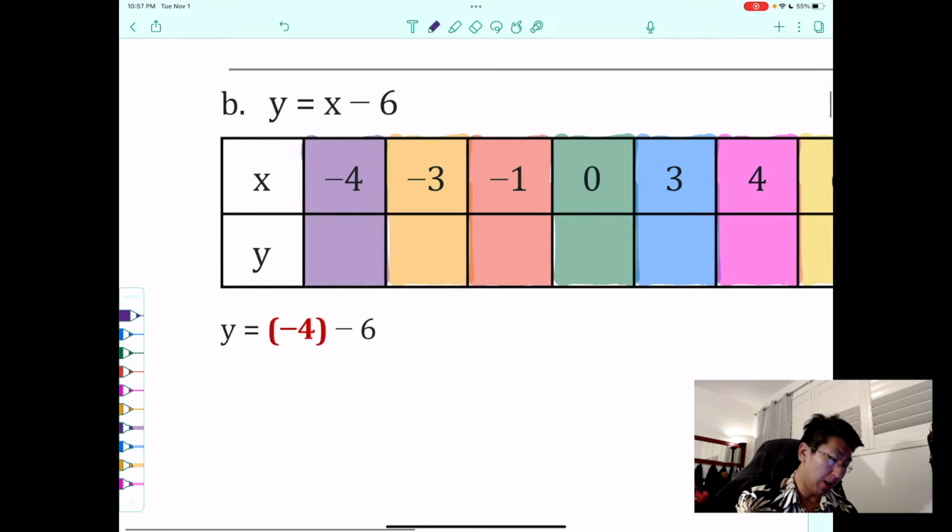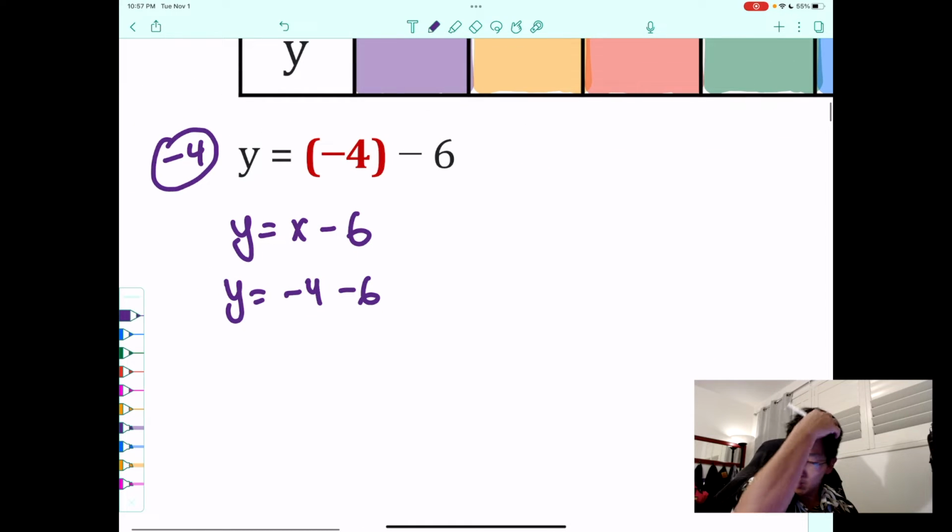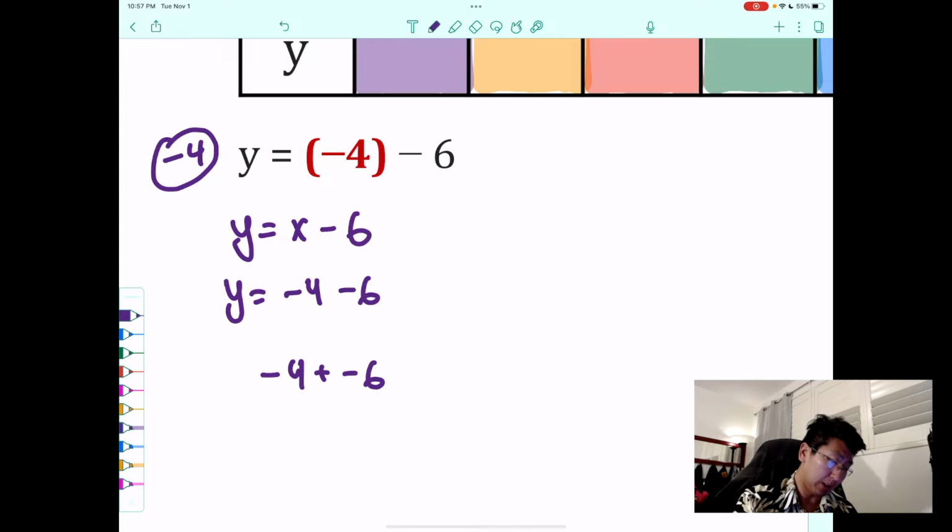Okay. So when x is -4, y equals x minus 6, y equals -4 minus 6. If I rewrote this, -4 plus -6.